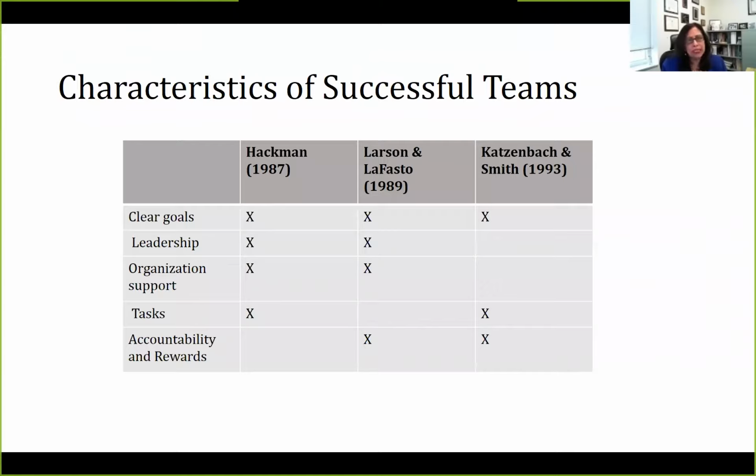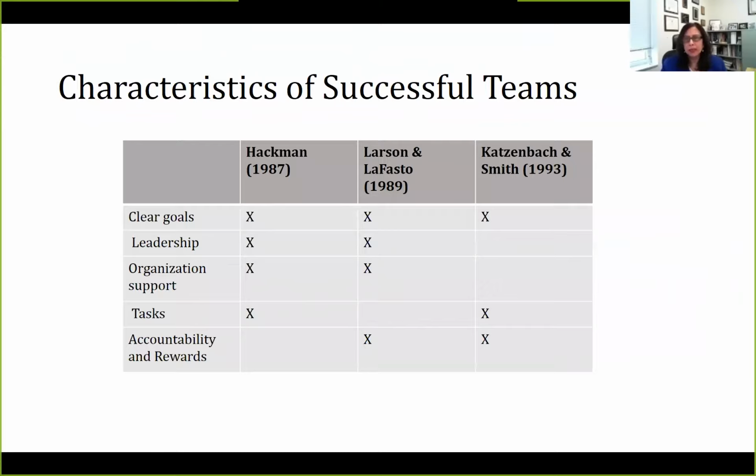So I think when working in a scientific team, the title and the rank do not have to play a role. One has to be accountable whenever they work in a team. So in the case of Larson and LaFasto, this is what he picked up.